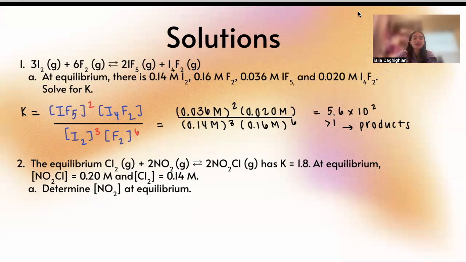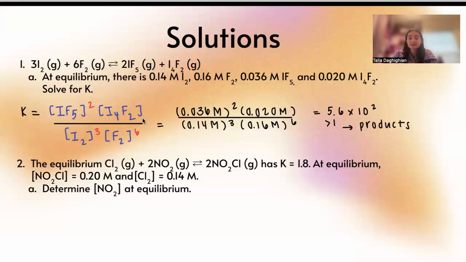Okay, so we're first going to write our K expression. We're going to do products, which are the IF5 and the I4F2, raised to their coefficients. I4F2 has a coefficient of 1, so I didn't put the 1 there. And then on the denominator, we're going to have the concentration of the reactants raised to their coefficients. Then we plug in the concentrations that we are given.